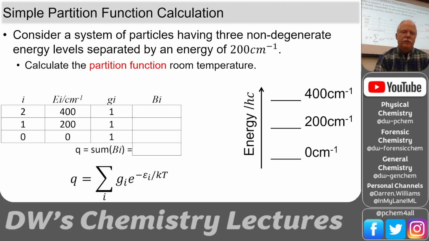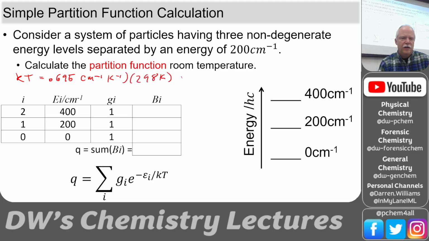So calculate the partition function at room temperature. And so we would just calculate those Boltzmann factors. Now for the kT, when we're dealing with wave numbers, 0.695 wave numbers per Kelvin times 298 gives us roughly 200 wave numbers. So we can use that in this problem to save us some time.